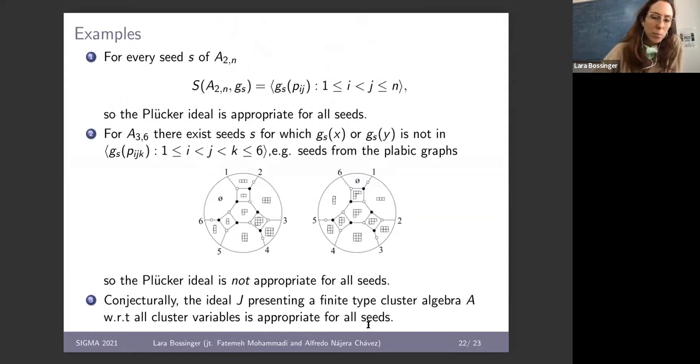Conjecturally, the ideal presenting a finite type cluster algebra with respect to all its variables is appropriate for all seeds. And I think this should also follow already by work of Ilton, Nájera, Chávez, and Trefino.